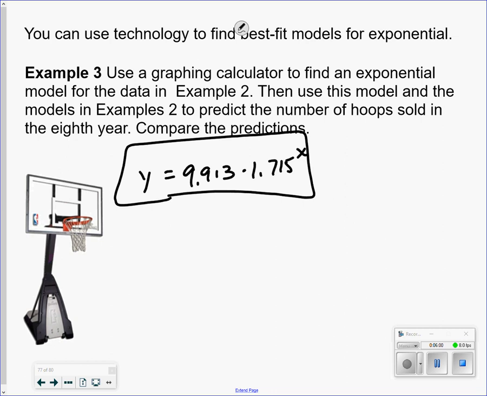We've done this previously. We did this back in, I think it was chapter 2 or chapter 3, in which we're going to use the calculator and ask it to do a regression equation. So instead of doing a regression equation for a parabola or for a line, we're going to actually do a regression equation for an exponent.